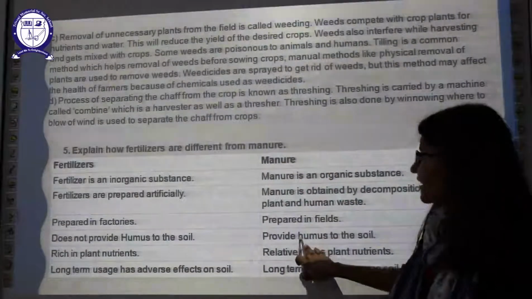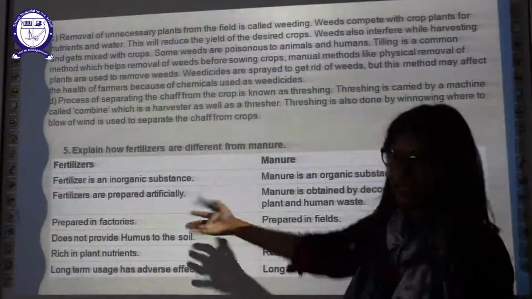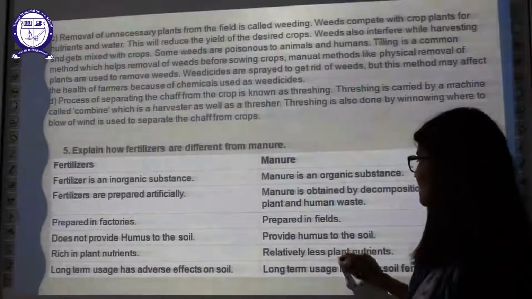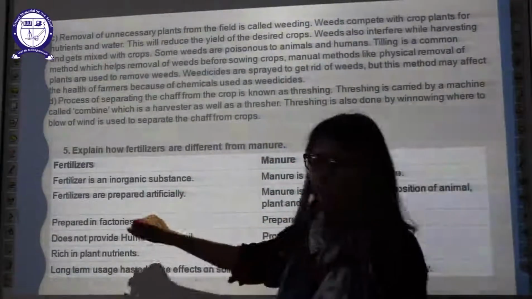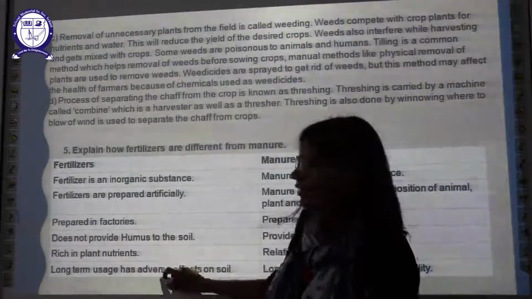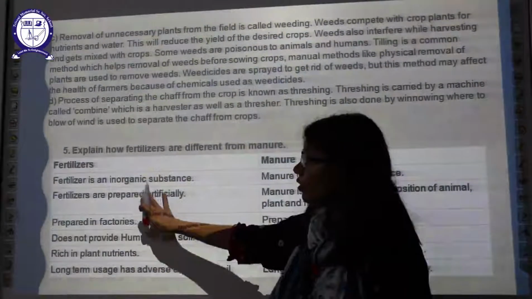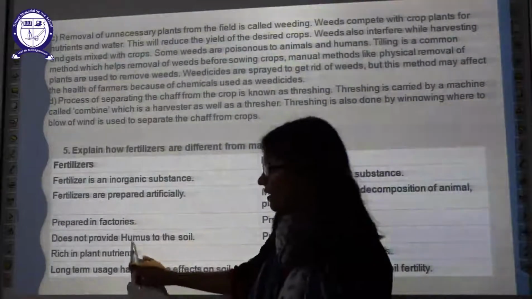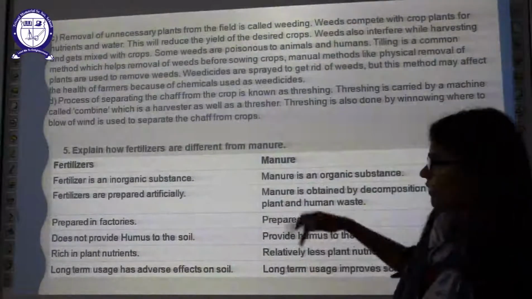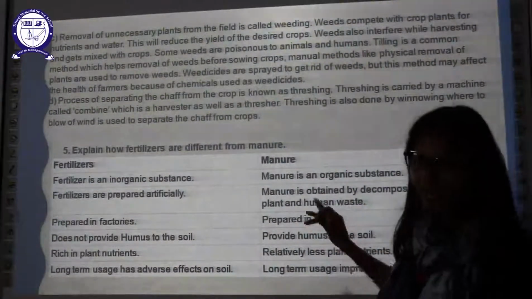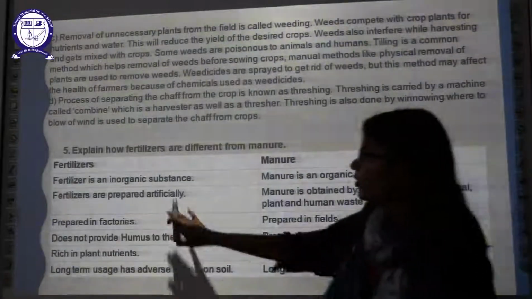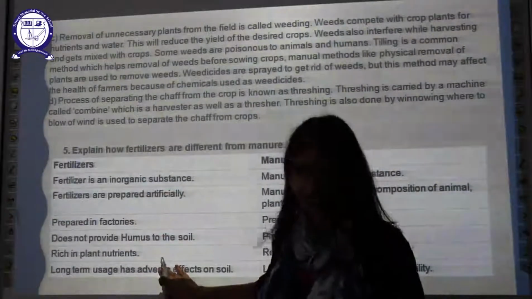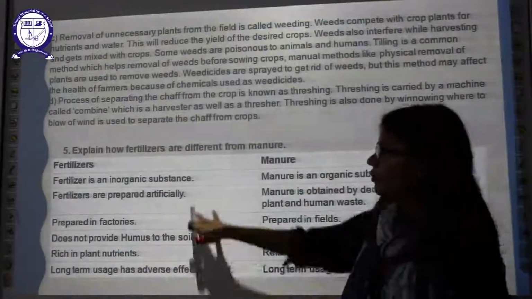Manure provides humus, but fertilizers do not because they are chemical. Next, they are rich in plant nutrients. Manures have less plant nutrients as compared to fertilizers. That's why we cannot completely ignore fertilizers, because they are richer in nutrients than manure. For example, if manure takes 1 month to replenish the crop, fertilizer will take 1 day. That's why we need to use both of them.